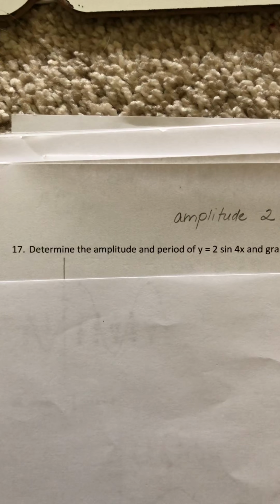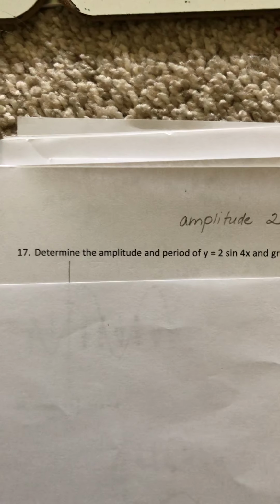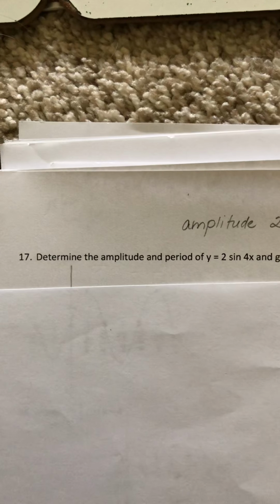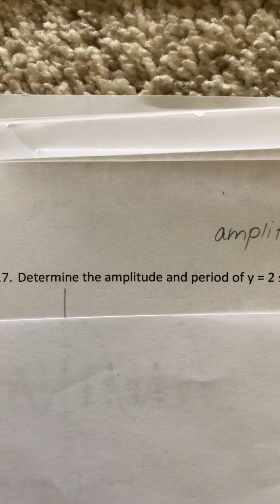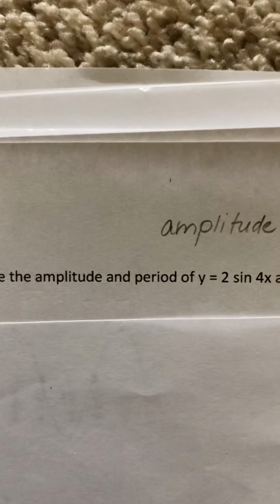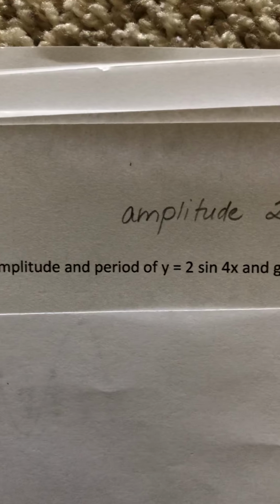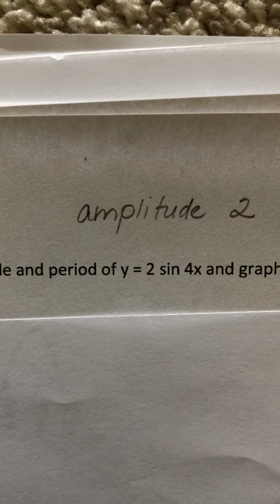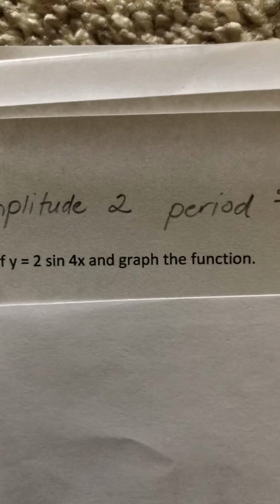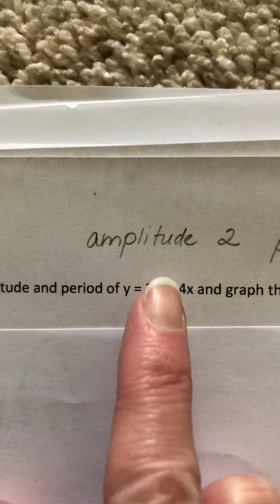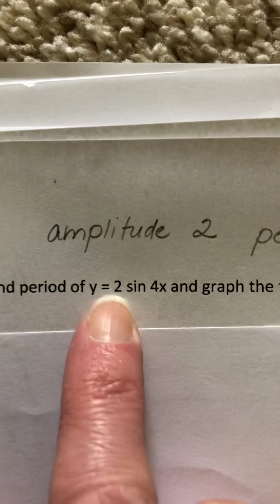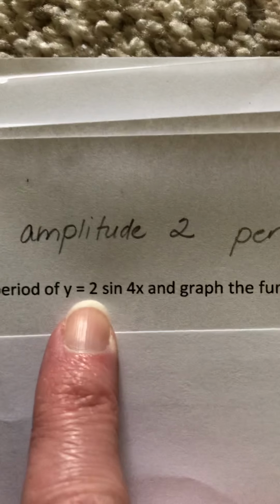Page 3, reviewing for the test over chapter 4, pre-calculus. You want to determine the amplitude and period of y equals 2 times the sine of 4x and graph the function. So the amplitude is 2. It's just the absolute value of this number here.